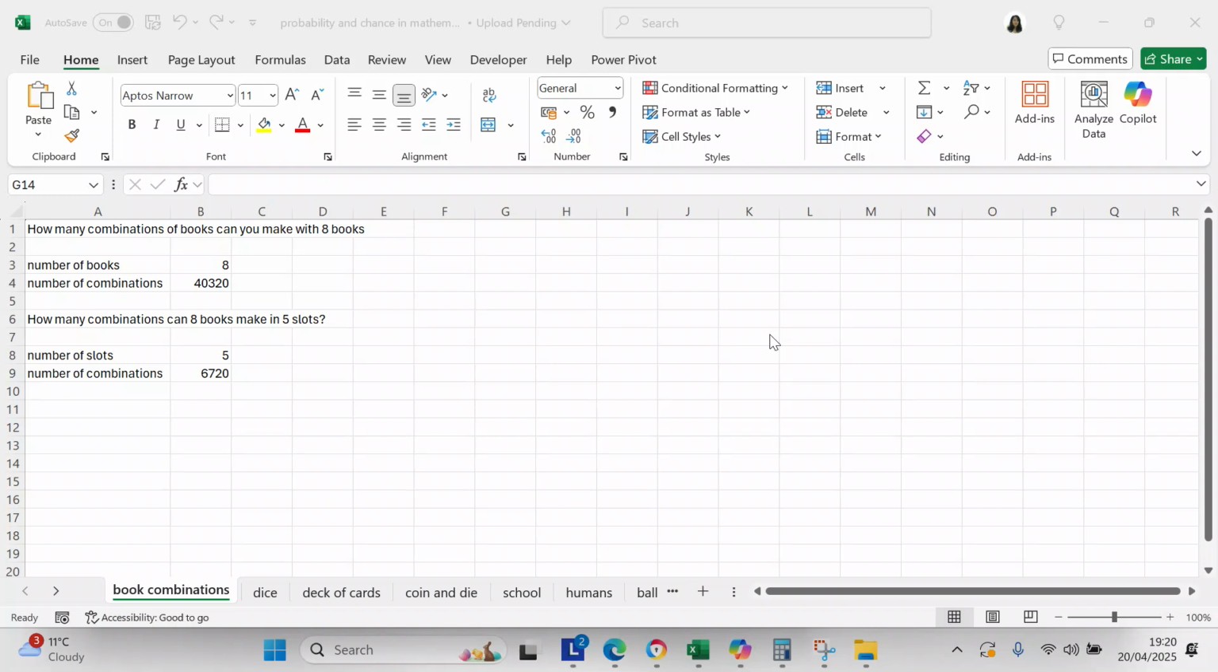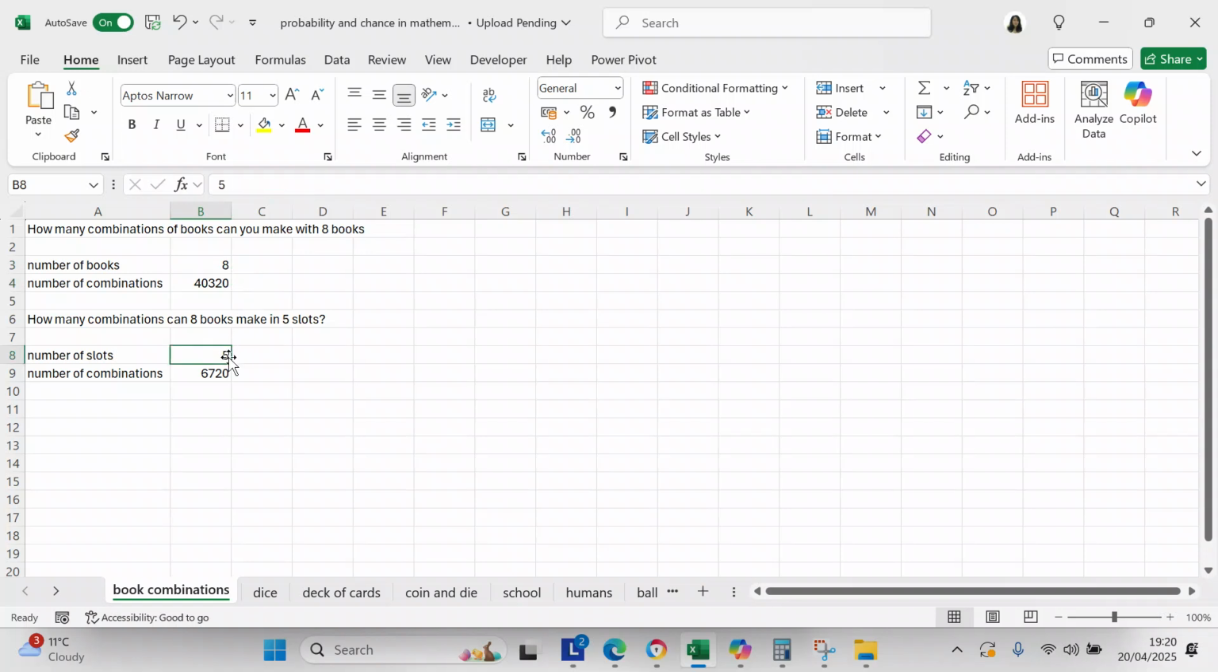So the first set of questions that we're going to discuss is about book combinations. We have the question, how many combinations of books can you make in 8 books? The number of books is 8, and the number of combinations equals factorial of 8, and that'll give you 40,320. And now we have, how many combinations can 8 books make in 5 slots?